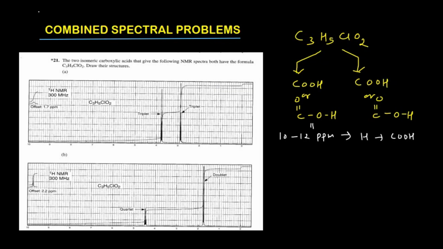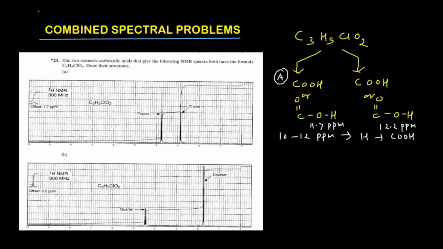This is your 11.7 for compound A. And in the next isomer, the peak is offset by 2.2. Again, the scale extends from 0 to 10 ppm, and it is offset by 2.2 ppm. That means the second compound is giving this peak for this hydrogen at 12.2 parts per million. This thing is quite clear.